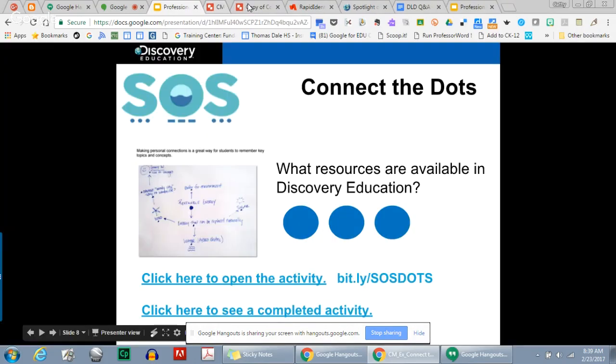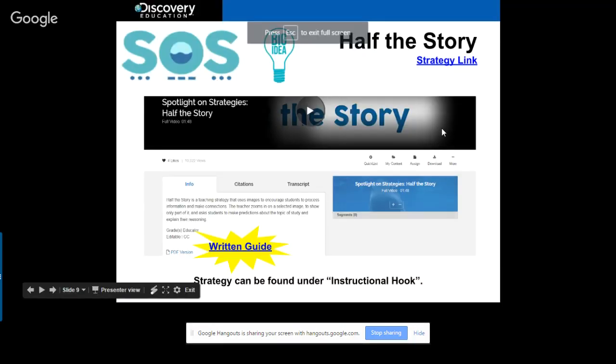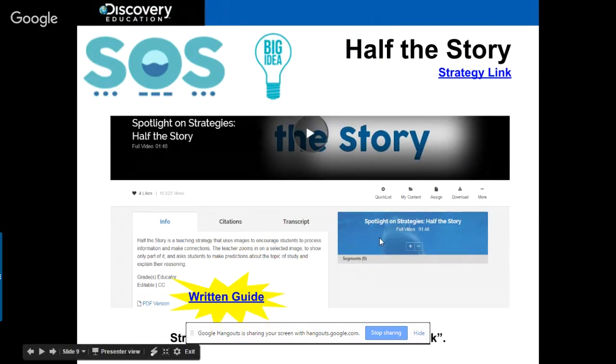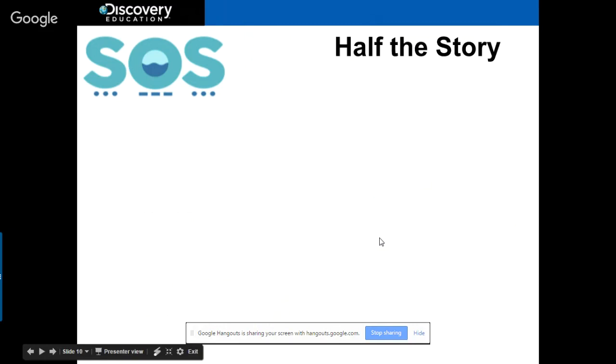Now moving on from connect the dots, that's one strategy. We're going to look at another strategy called Half the Story. Again, I have the strategy link and the written guide, and we're going to model this activity. Half the Story is a teaching strategy that uses images to encourage students to process information and make connections. In this strategy, the teacher zooms in on a selected image to show only part of it, and then asks the students to make predictions about the topic of study and explain their reasoning.